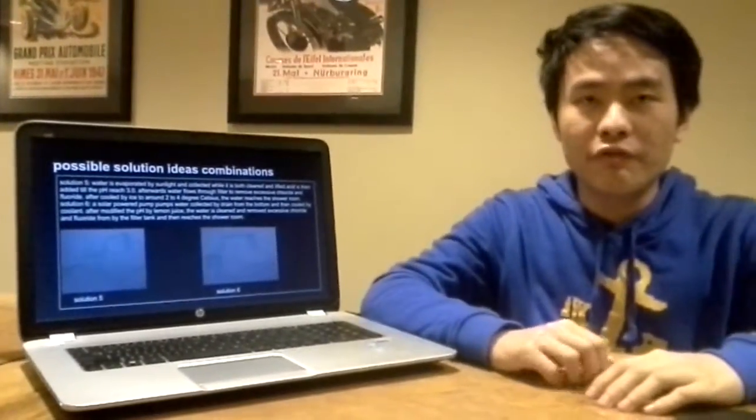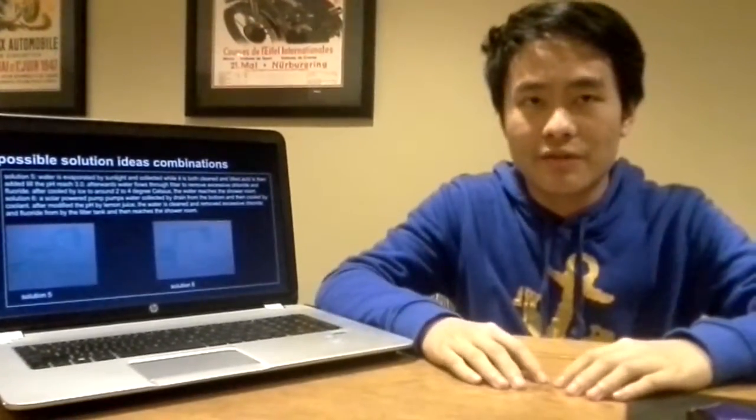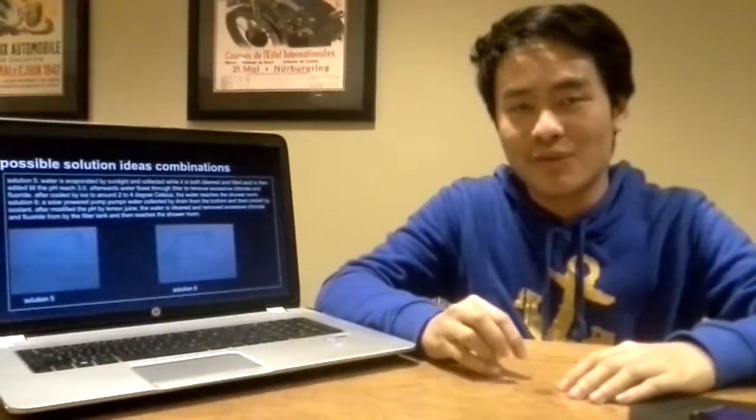Okay, guys. Now I'm Charles, and I'm going to introduce my part of the solution ideas. Both of my solutions are using a closed loop system, and they both use a filter tank to remove the excessive amount of chloride and fluoride. But the difference is that the first solution uses the sunlight to evaporate and lift the water and clean the water when the water is collected at the drain. And then the water is going to be cooled by ice and the pH reduced to the required amount by adding acid to it.